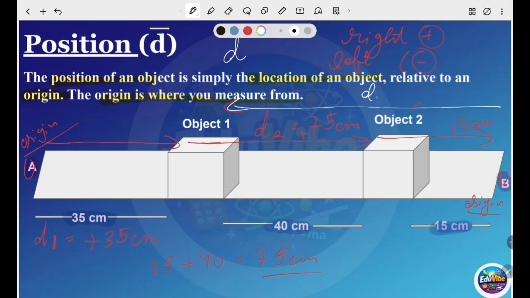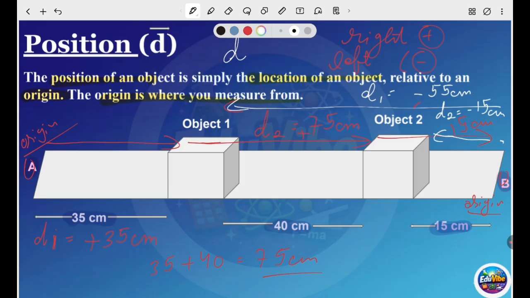From that way, we have D1 of 75 and 15. Now we're taking back the left side, so we do negative. When we do 75 minus 15, we get minus 55 centimeters of this. And if we go to object 2, now it goes back, so D2 is minus 15 centimeters. So this is kind of the objects.